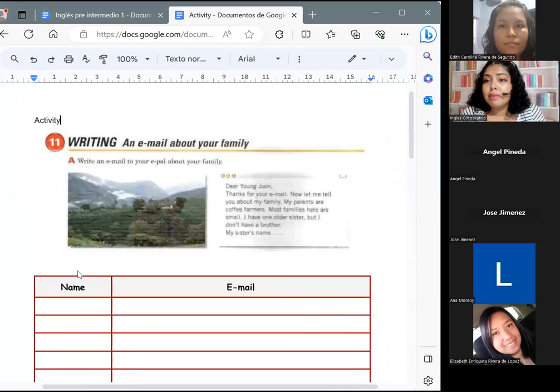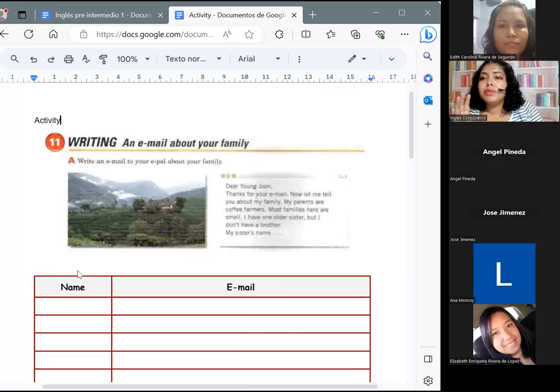And we have an example on the document and it says, Dear Jung Jung, thanks for your email. Now let me tell you about my family. My parents are coffee farmers. Most families here are small. I have one older sister, but I don't have a brother. My sister's name, and it continues explaining something.